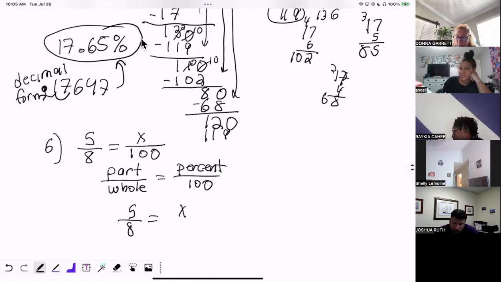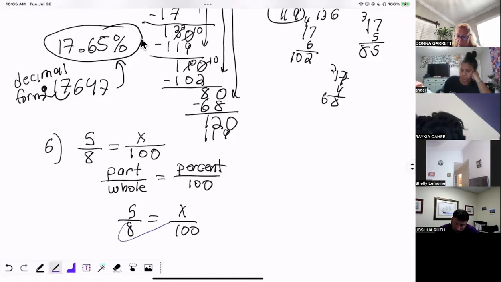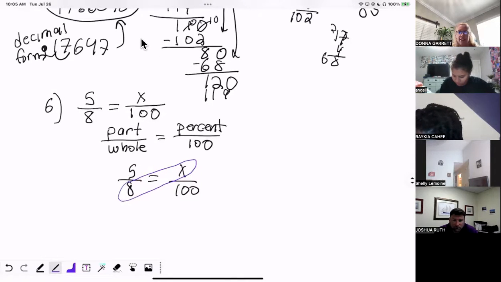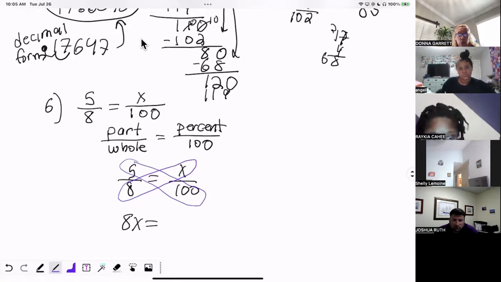And if you remember it, that's fine. If not, this is what you do. You cross multiply. Take one cross; it doesn't matter which one you do first. So I'm going to do 8x. 8 times x is 8x equals, and I multiply across this way. And always an equal sign. You can only do this if they're equal to each other. 8x equals 500. Then we're going to divide by 8.